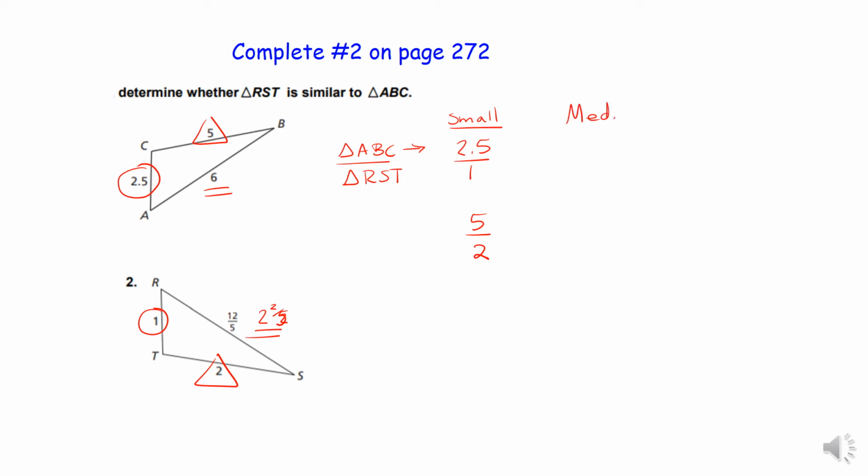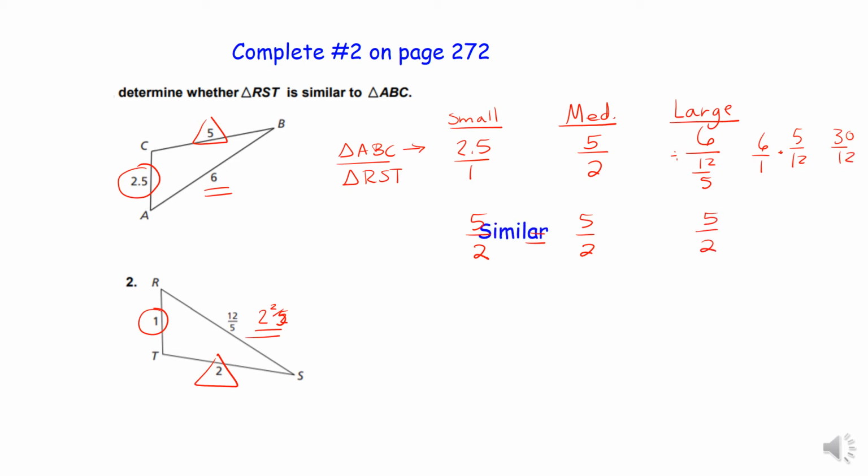Now we're going to do our medium sides, remember, I'm doing the biggest to the smallest. You might have done it differently. That's 5 over 2. So now we've got that. The last one we're going to do is the large side, and this one is 6 to 12 over 5. When you're doing this, you need to remember that this is 6 over 1 times 5 over 12, because this is division. So now I'm going to get 30 over 12, which simplifies to 5 over 2. And so these are similar.